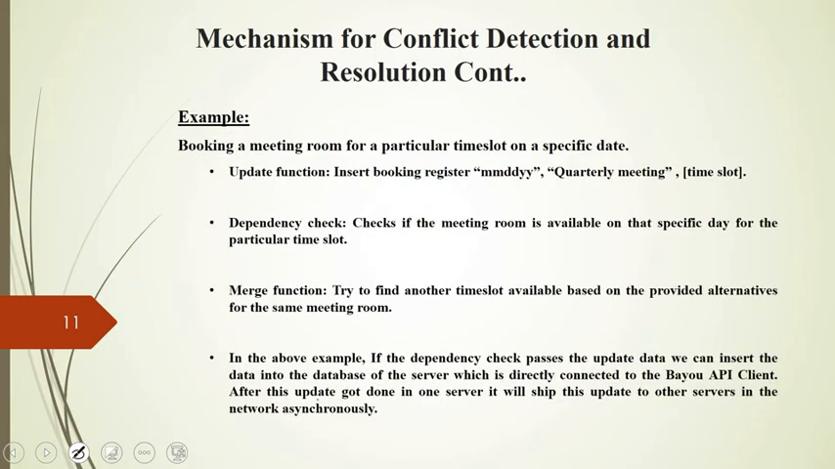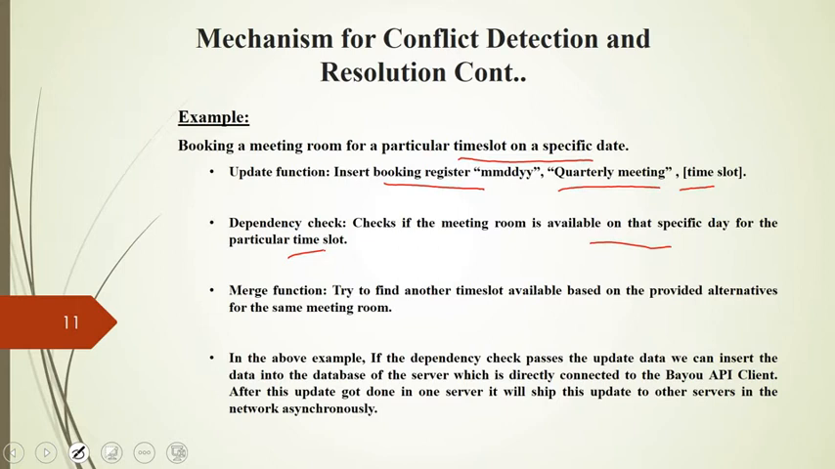So let us consider one more example, which is booking a meeting room for a particular time slot on a specific day. In this example, for the update function, we insert a booking registry with the month, day and year, the meeting name, which is the quarterly meeting, and the time slot. All this data has to be done in the update function. In the dependency check, it checks if the meeting room is available on a specific day for the particular time slot.